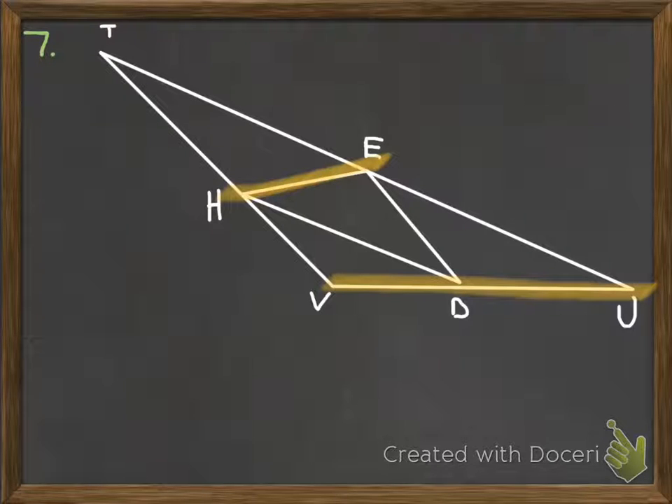My drawing's not perfect, but looking at the information, we have UV is 80. Okay, so the line at the bottom is 80. So knowing that, and knowing that HE is the mid-segment that goes with VU, because they're the parallel segments, I would know that HE is half of 80, which would be 40, or 80 divided by 2. So HE equals 40.